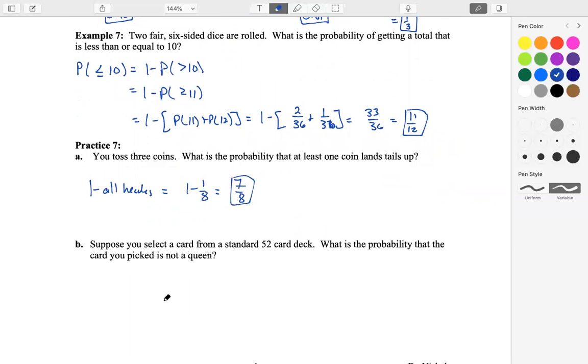All right, for part B, the first thing you find is the probability of getting a queen, which is 4 out of 52. So the probability of getting a not queen is going to be 1 minus 4 out of 52, which equals 48 out of 52, which equals 12 out of 13.